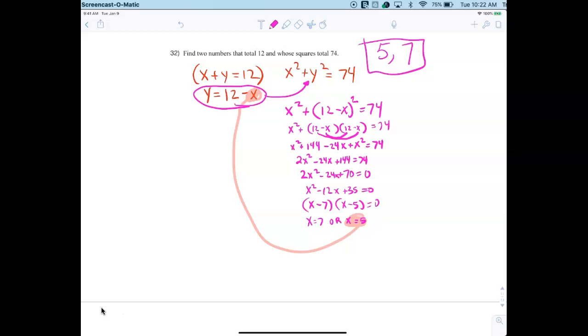If I add them together, I get 12. If I square them, 5 squared is 25. 7 squared is 49. 49 plus 25 is 74. Okay? Is there a faster way to do it?